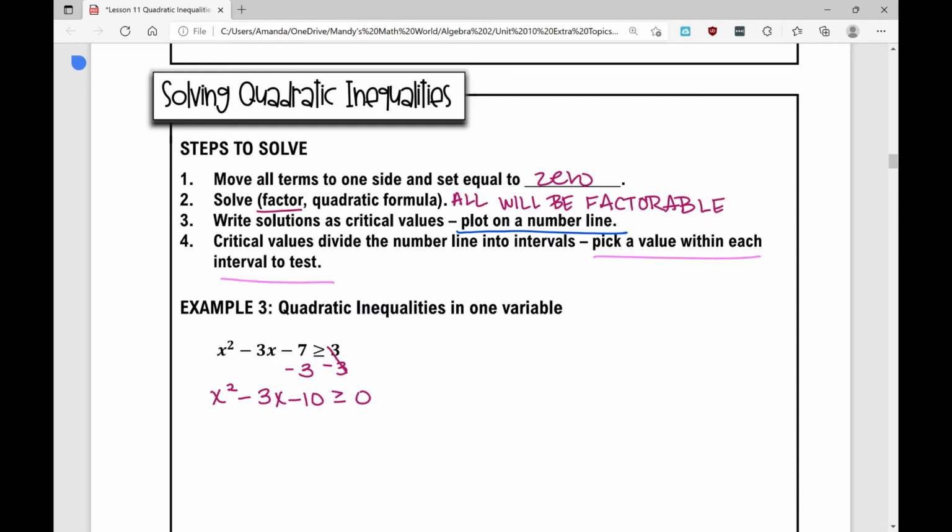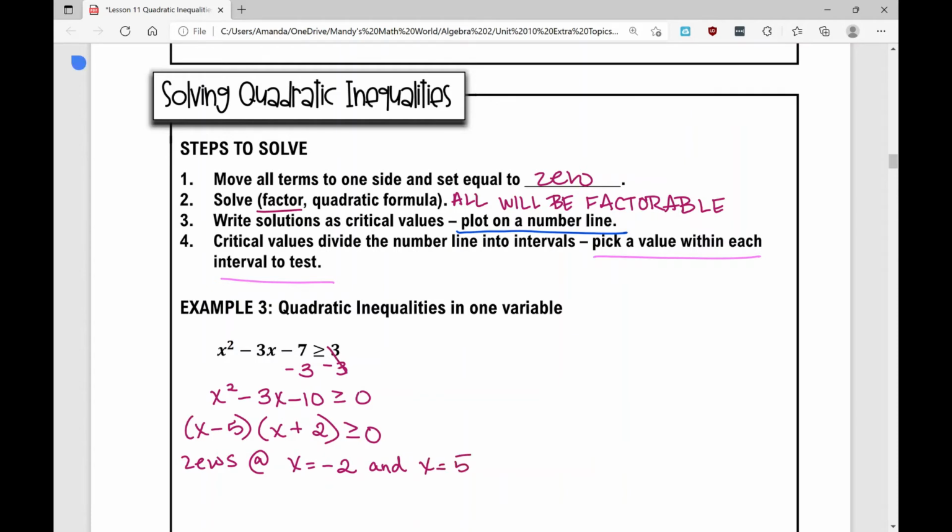And now I'm going to factor this. It's a basic trinomial, two numbers that multiply to -10 that have a sum of -3. Those numbers are -5 and +2. So my factors are x minus 5 times x plus 2. And that means our zeros are at x equals -2 and x equals 5.